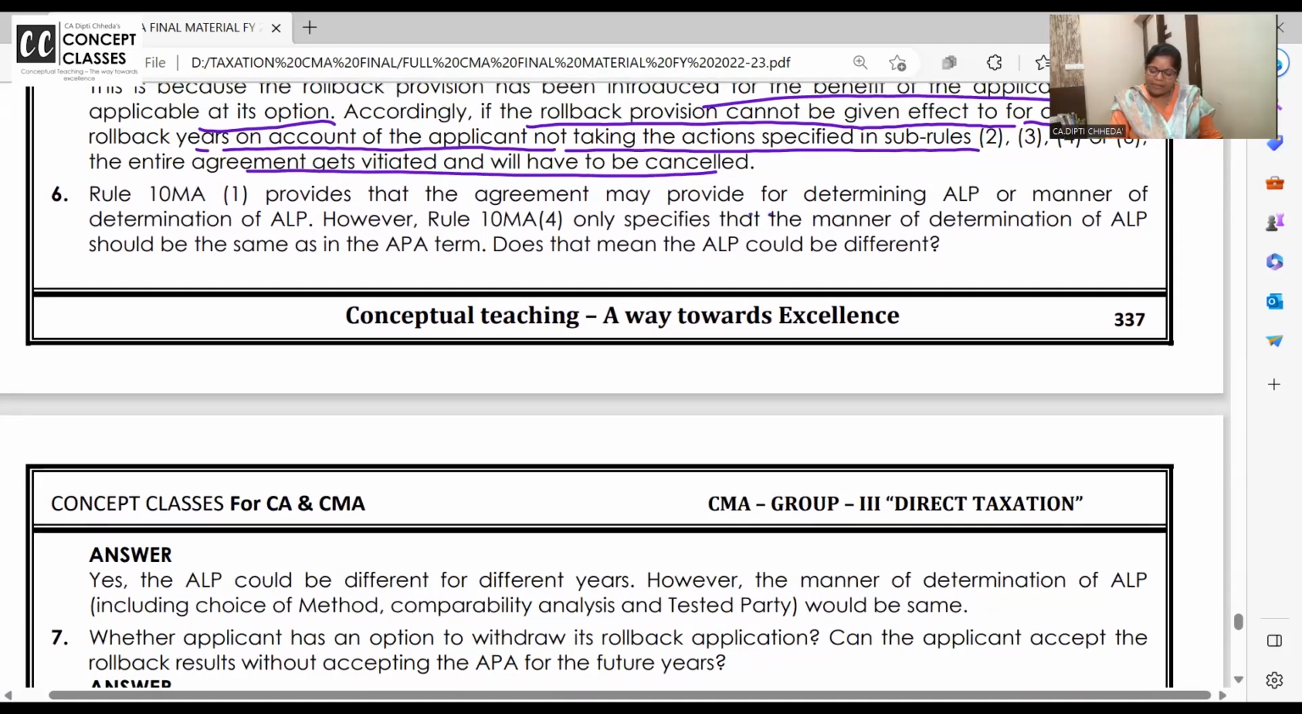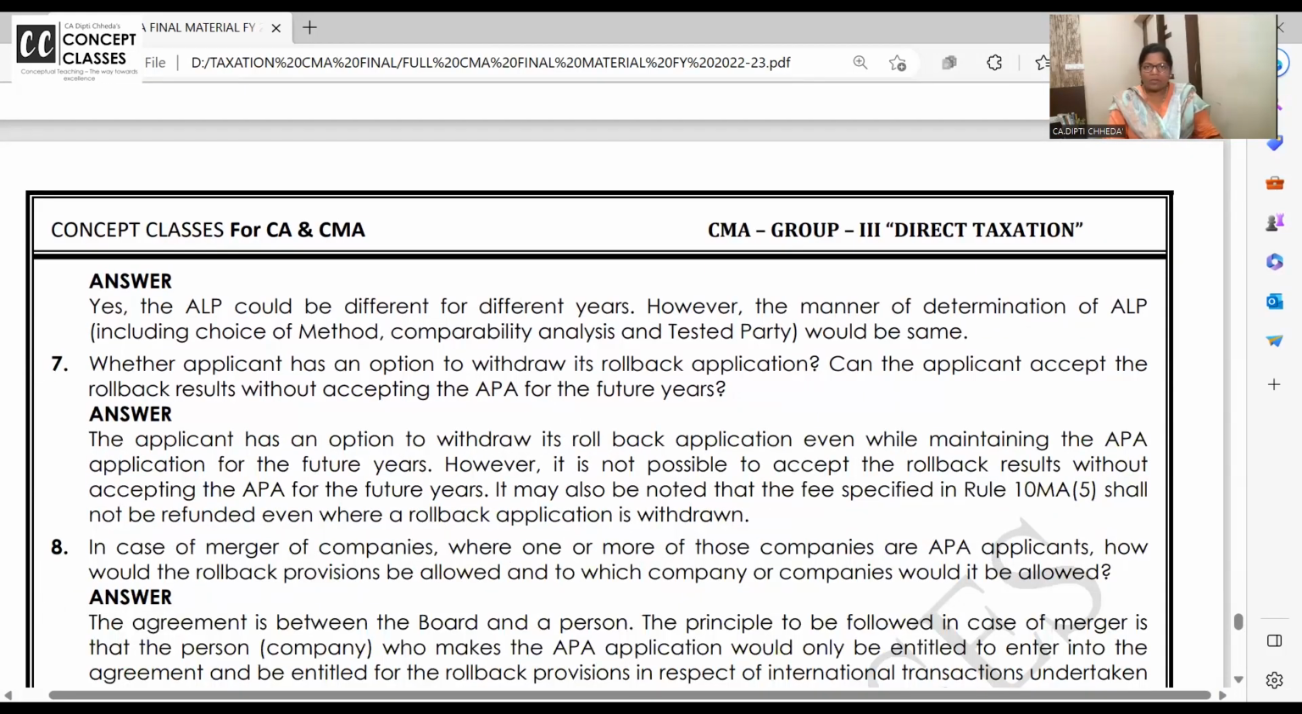This provides that the agreement may provide for ALP or determination of ALP, and only specifies that the manner of determination of ALP should be the same. Does that mean arm's length price can differ? You can follow different methods. Yes, ALP could be different for different years. However, the manner of determining ALP, which is decided as per the advance pricing agreement, should be the same.